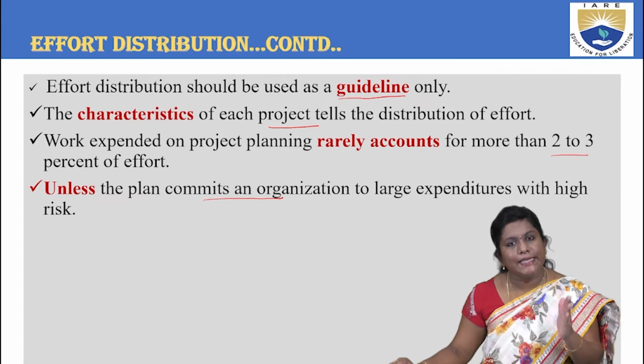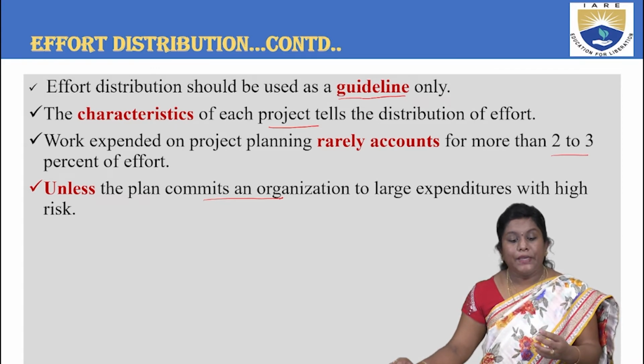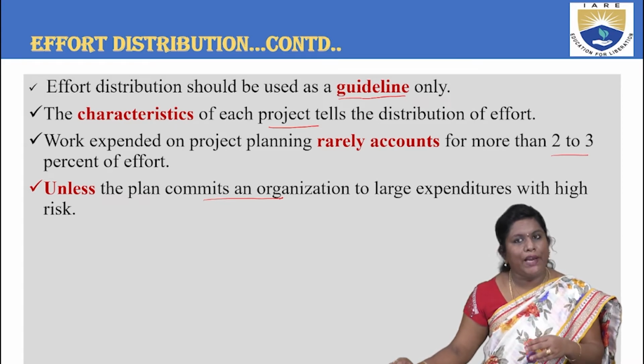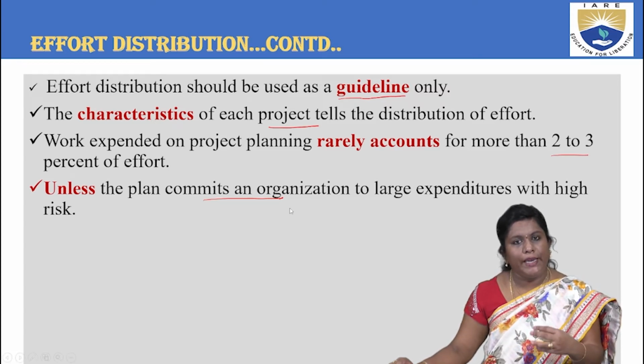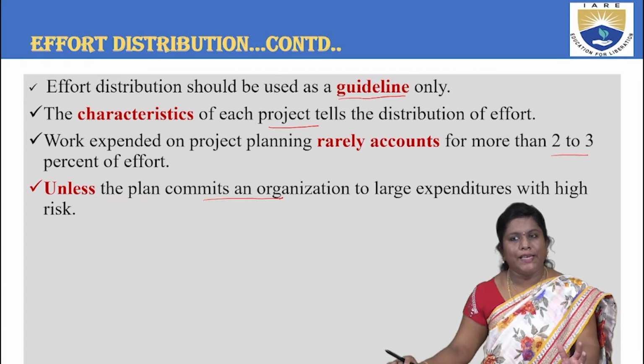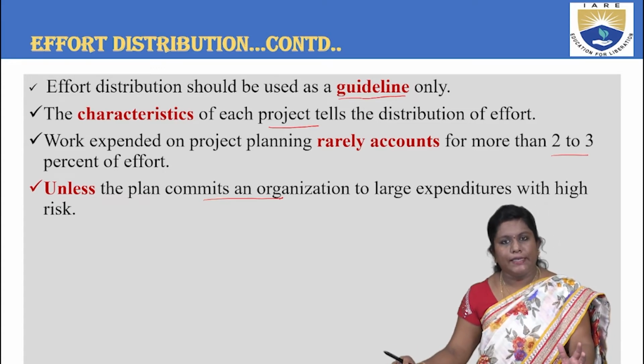Firstly, you should think that it is acting only as a guideline. Second is, whatever characteristics that you have stated will talk about the distribution of the effort, and this can lead up to 2 to 3% of whatever you are trying to talk. Unless you have large expenditures, then it will lead to some kind of risk.